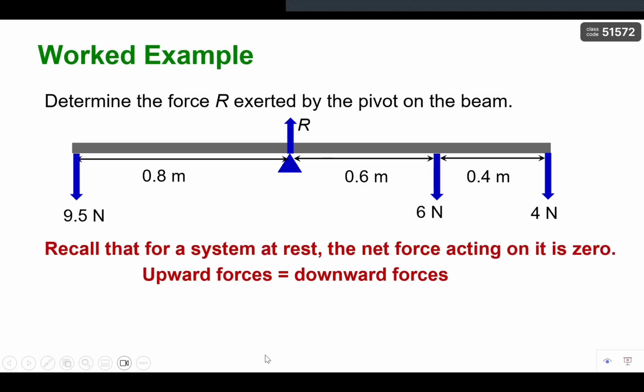My upwards force is R over here, and my downwards force is actually 9.5 Newtons plus 6 Newtons plus 4 Newtons over here. So in total it will be 19.5. All my downwards force is 19.5. My upwards force over here must also be 19.5 Newtons to have 0 resultant force. This only applies for a force exerted at the pivot because there will be no moments here. You can't calculate the principle of moments.